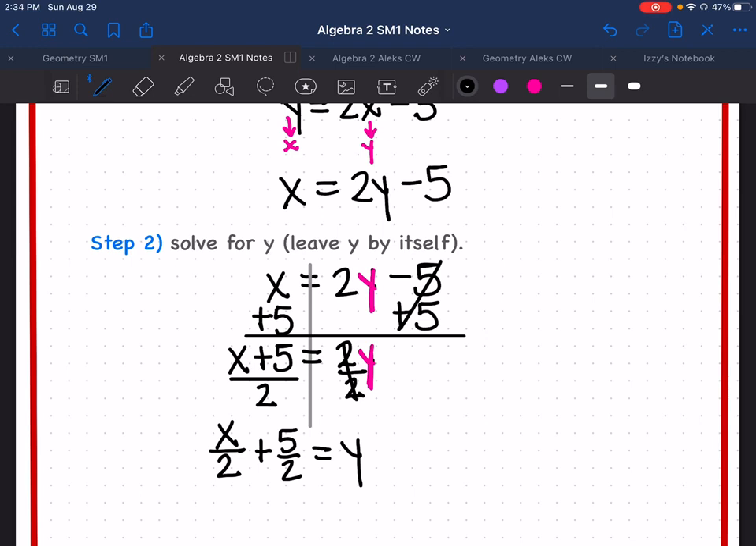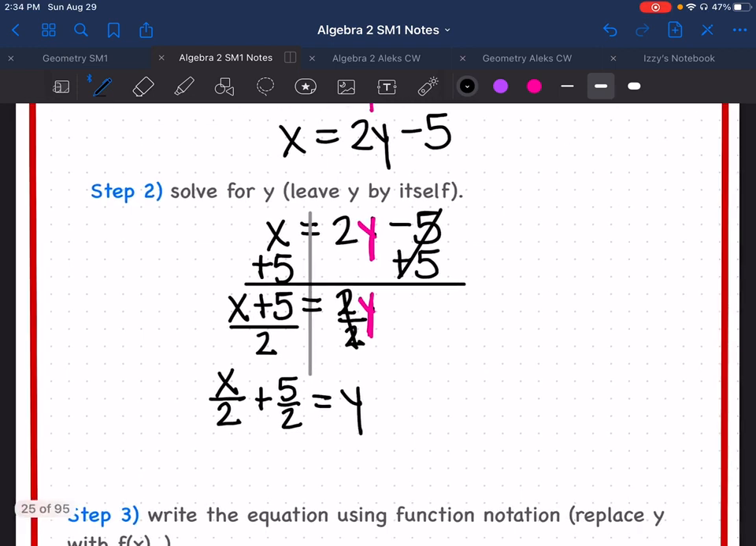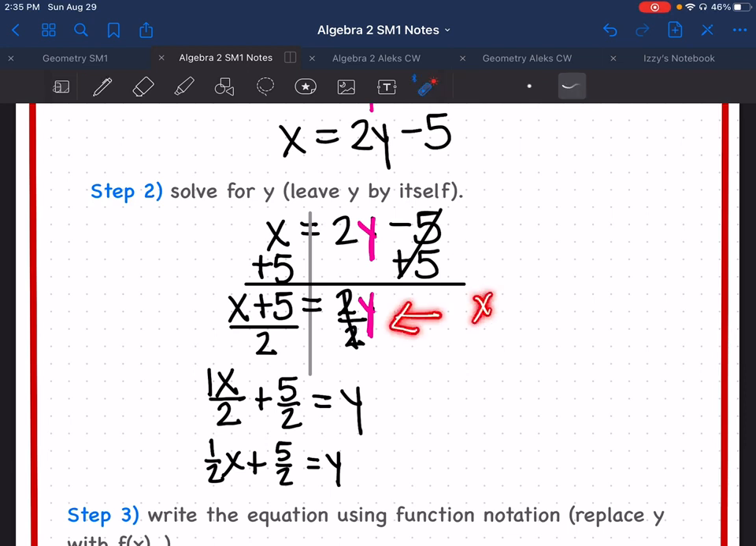And you're perfectly done. Remember, whenever x is by itself like this, there is an invisible 1. So we could even write it as 1/2 x plus 5/2 equals y. This is just another form. We could also have left it just like it was right here: x plus 5 over 2 equals y. All of these are the same. This one, and this one, they're all the same.